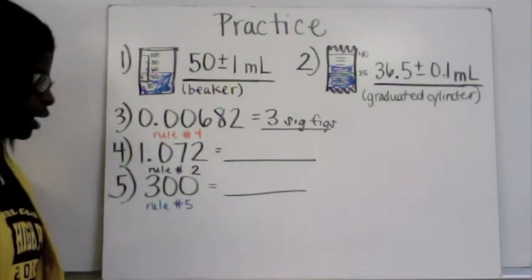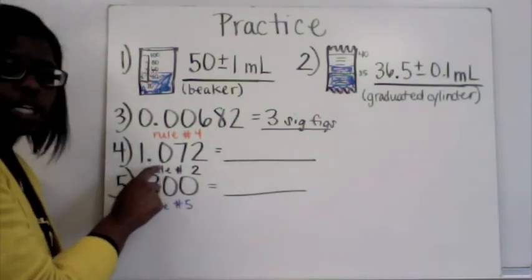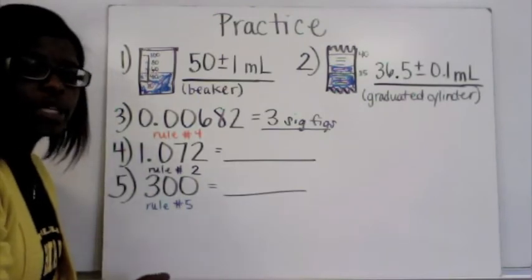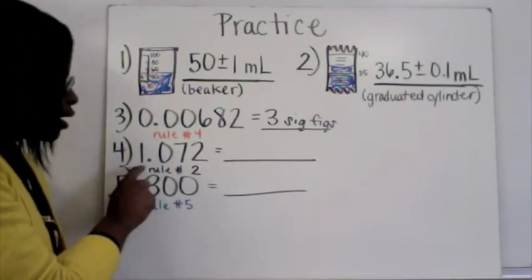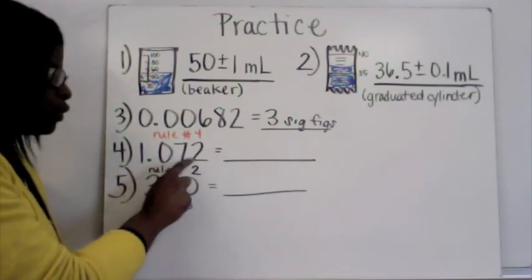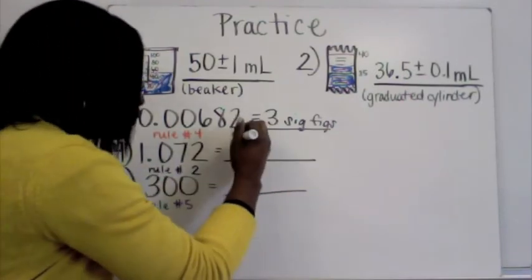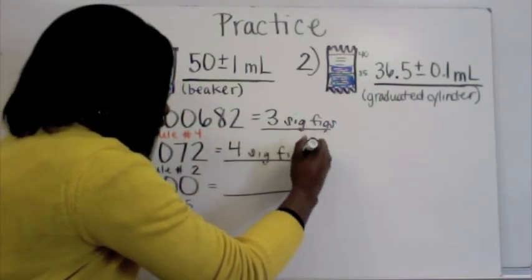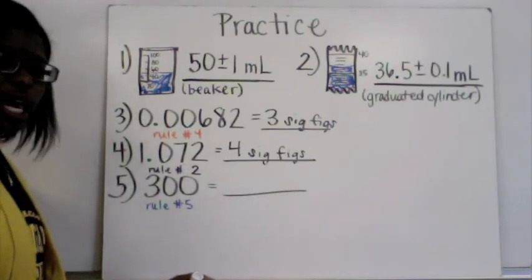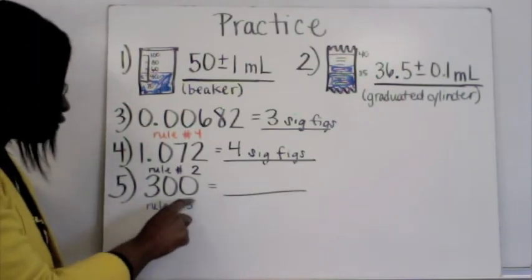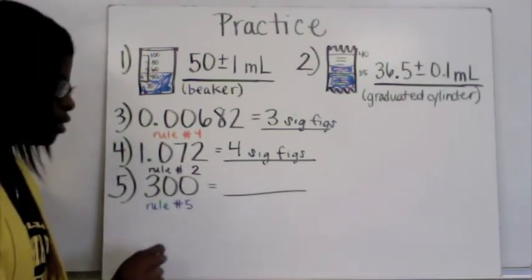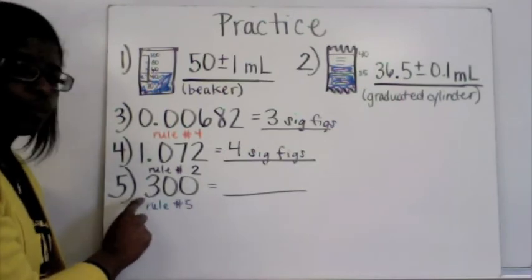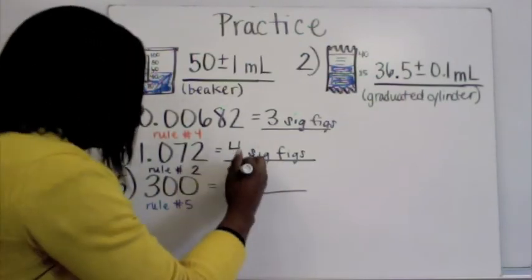Number 4 uses rule number 2, which states that if you have a 0 between non-zero numbers, then that 0 is significant. So we count all our numbers, 1, 2, 3, 4. We have 4 sig figs in problem 4. And then if you look at example number 5, you have 300 here. There is no decimal though. Because there's no decimal, only the 3 is going to count as significant, so we'll have 1 sig fig.